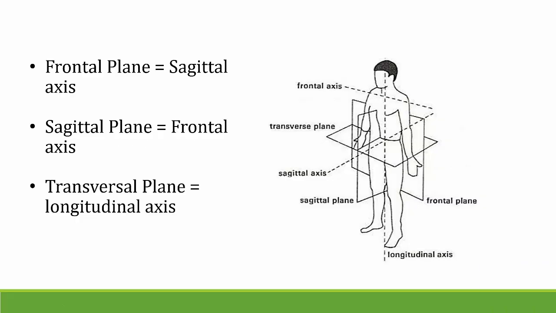The last axis is the longitudinal axis, and this is actually the axis where most of the rotations are, and it's happening in the transversal plane. So the transversal plane divides the body into a upper and lower side, and the longitudinal axis goes from the upper side to the lower side.